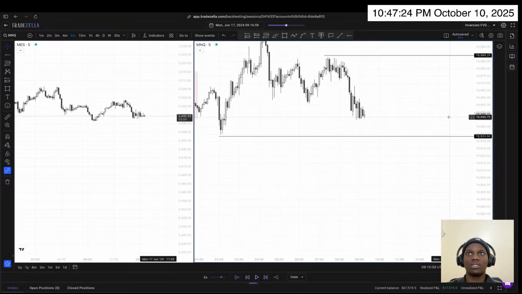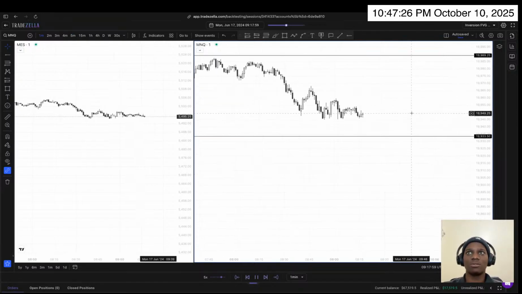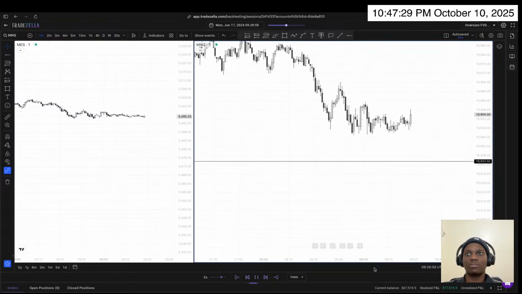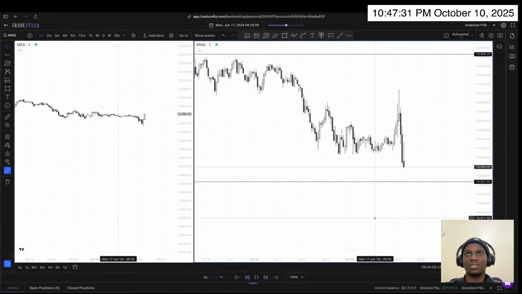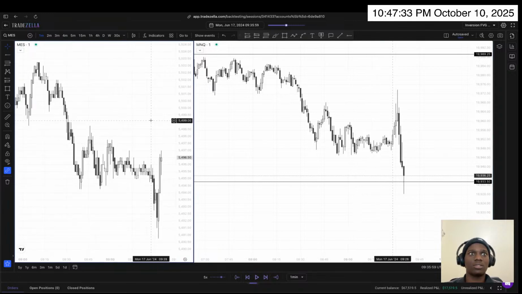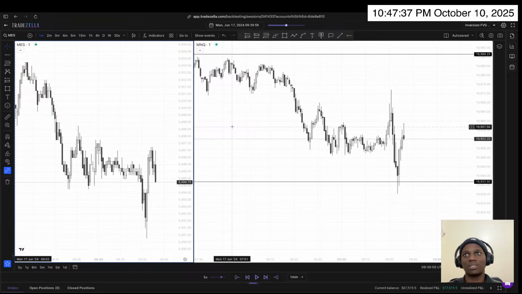So let's see if we can get a liquidity run at those lows. That would be the only way for me to take shorts. Let's do this. SMT at the buy side. I'm not trusting this price movement at all.